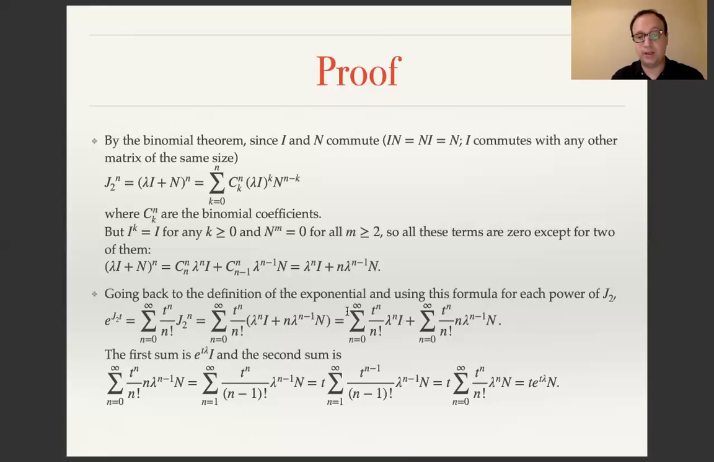The first part, the sum of t to the n over n factorial times lambda to the n times the identity, is nothing but e to the t lambda times the identity. So this is the exponential of a number times the identity, the exponential of t times lambda times the identity. And what about the second part?